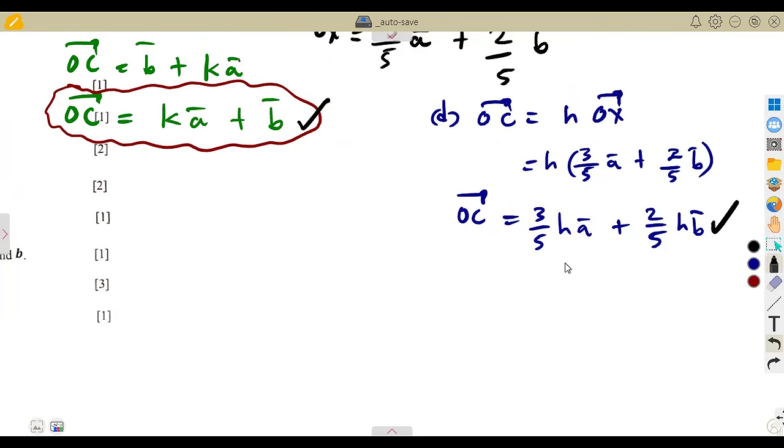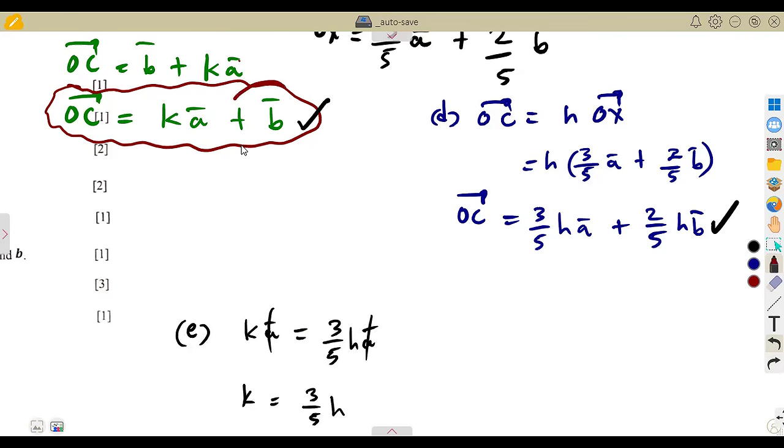If they're the same, remember what I said, that from the two vectors, it follows that the part of vector A is equal to the part of vector A. So from this part, KA is equal to 3 over 5 HA. These two are the same, so vector A and vector A can cancel. So K is equal to 3 over 5 H.